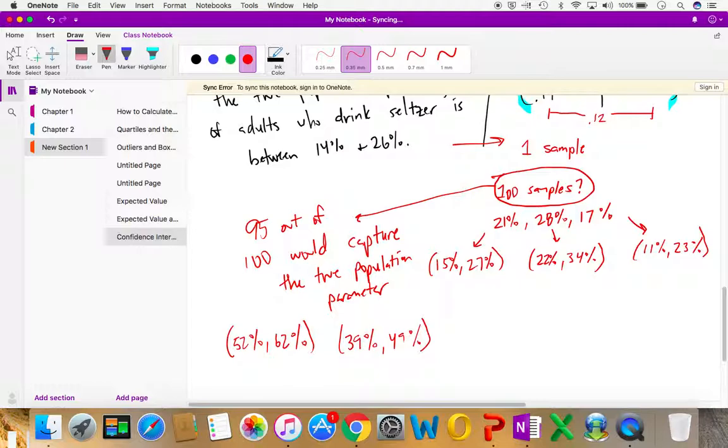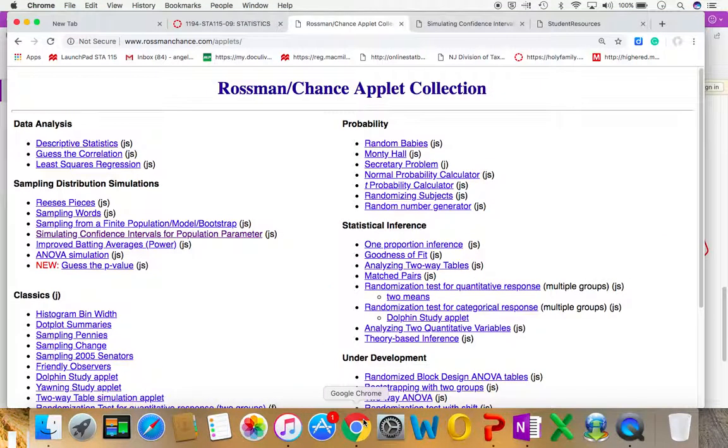To make this concept sink in just a little bit better, I'm going to use an app that I think explains this topic really well. So I want you to go over to rossmanchance.com, and then I want you to click on simulating confidence intervals for population parameters. It's the fourth option down on this menu over here.